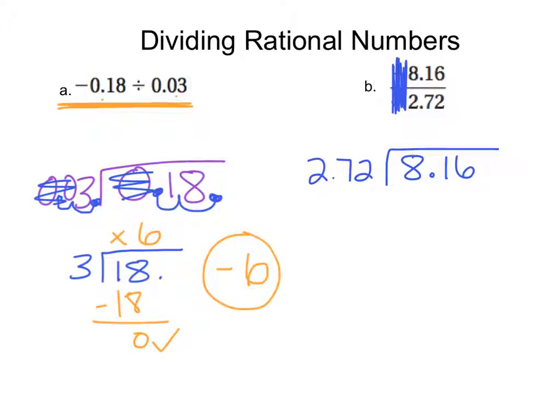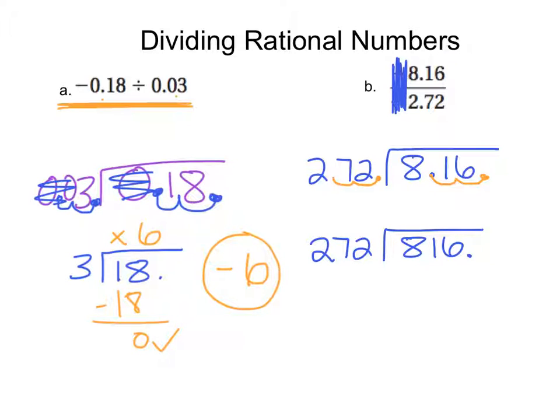But remember, we have to move those decimals. So on the outside, I have to move it over 2 spots, which means I also have to move this inside one over 2 spots. So if I would rewrite this problem, I have 272 outside and 816 inside. Okay? Now from here, we just do long division. How many 272s go into 816?